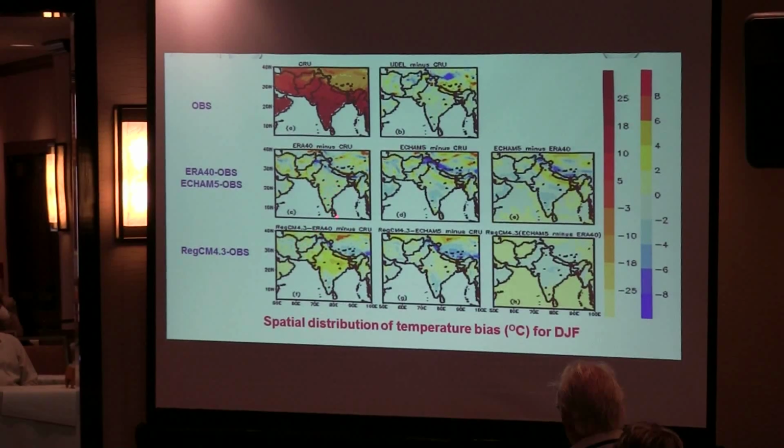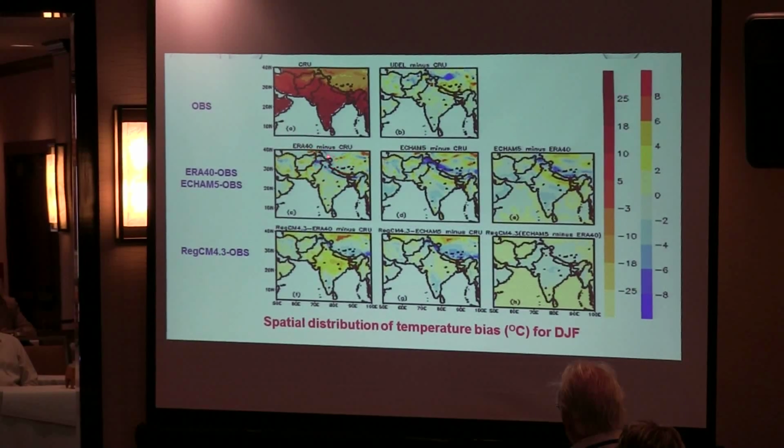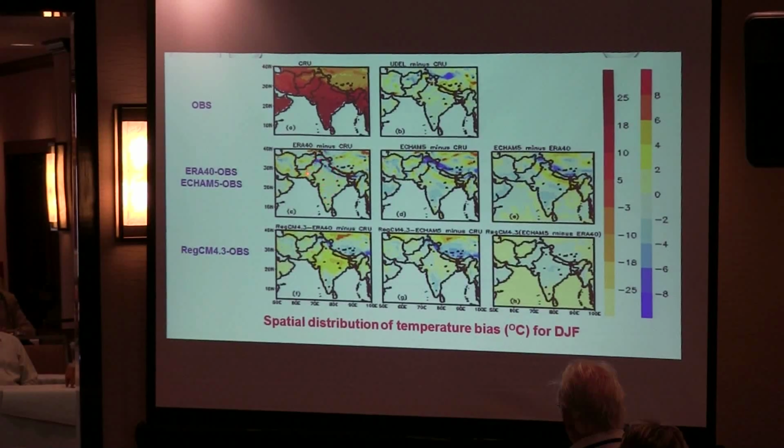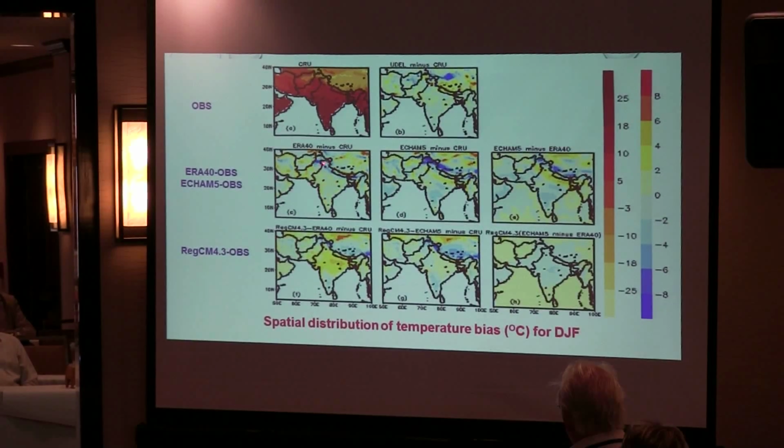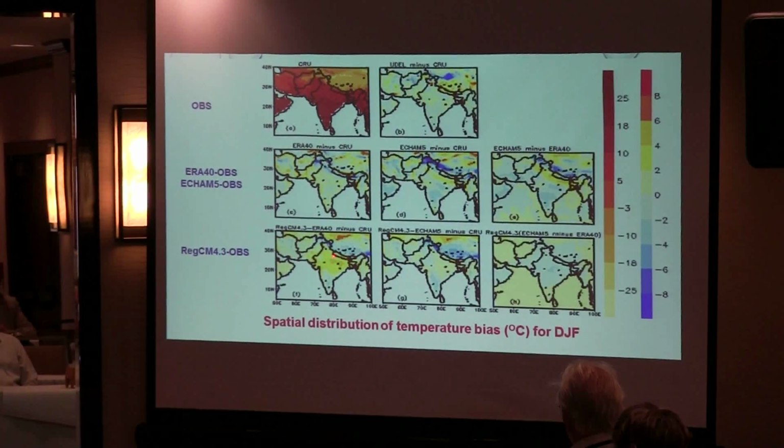In these two cases, we can observe some biases over the northern part of the domain. I mean, northern India and Pakistan. We have a cold bias up to -6 degrees centigrade, and here over central India we have a warm bias up to 4 degrees centigrade.